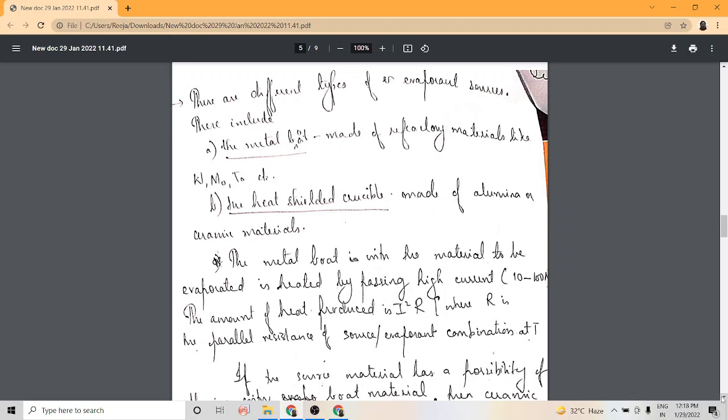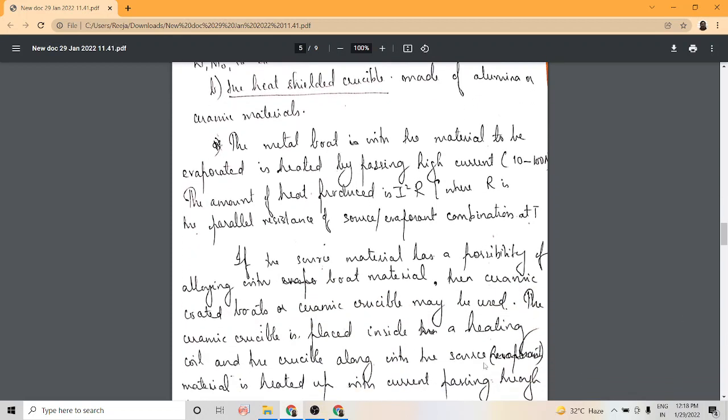Now, if the source material has the possibility of alloying with the boat material at high temperature, that is, if the source material that we are using to form the thin film has a possibility of forming an alloy with the boat material, then the boat cannot be used. Metal boats cannot be used as evaporation sources here.